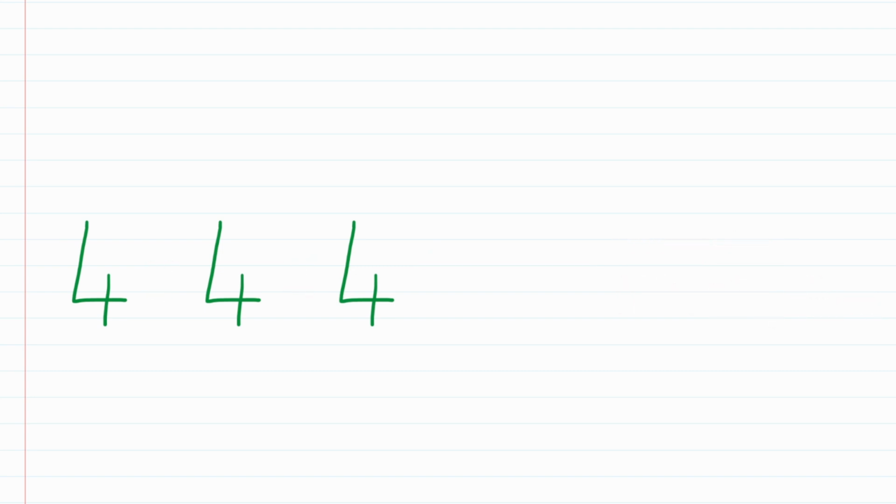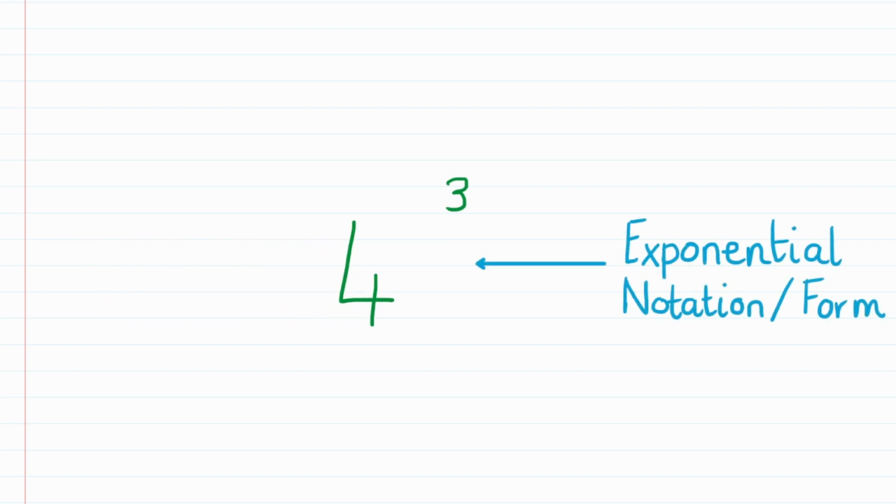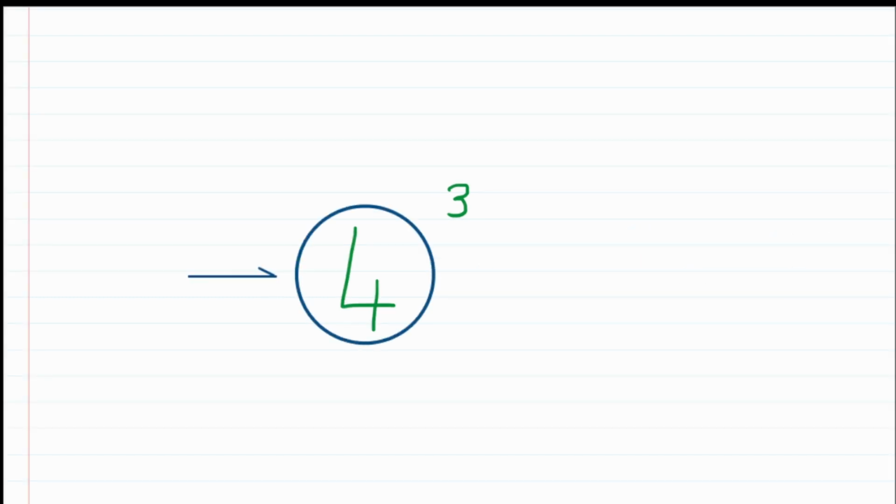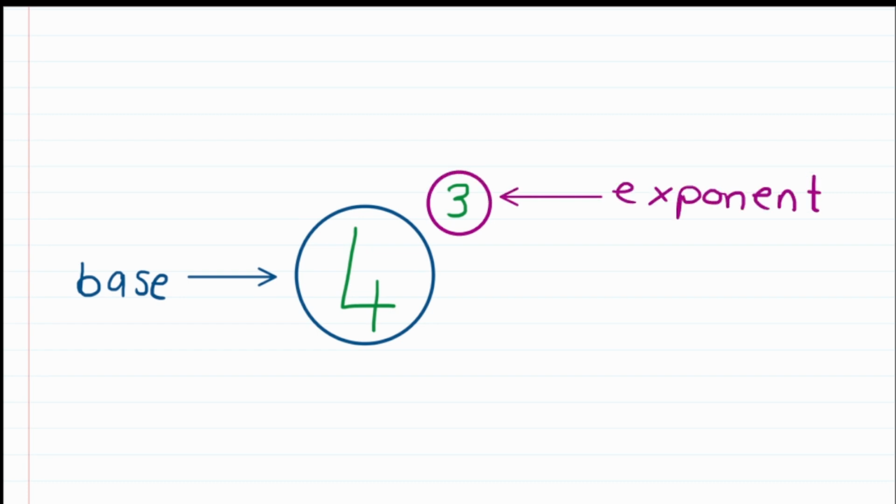And when it is written with an exponent, it is known as exponential notation or exponential form. To break it down, the number 4 represents our base, and the 3 itself is the actual exponent. Let's dig a bit deeper.